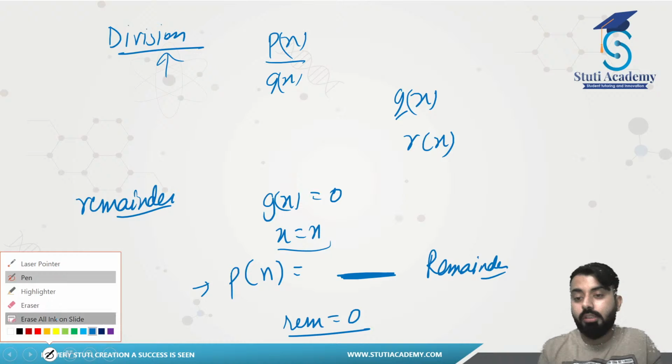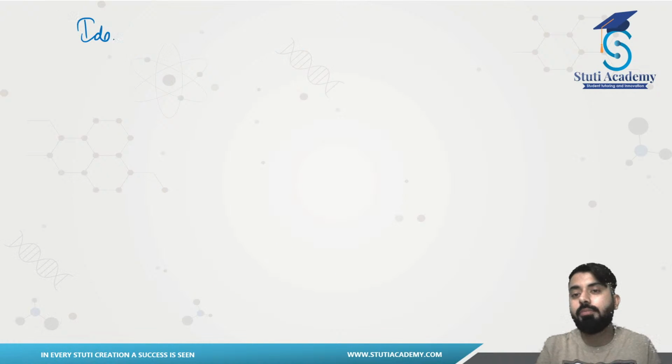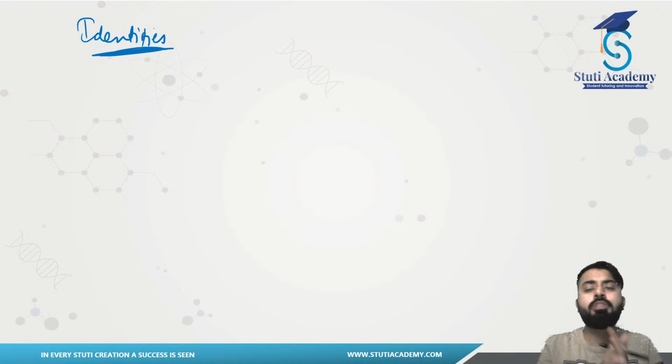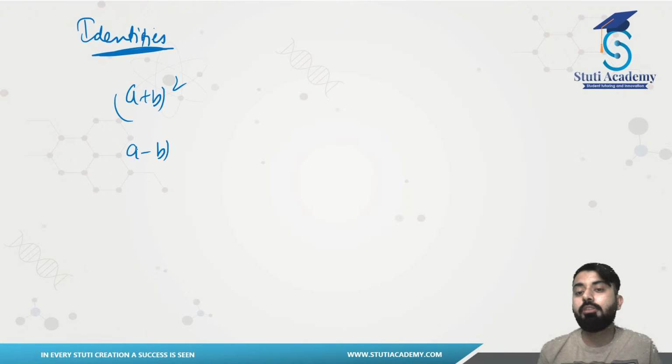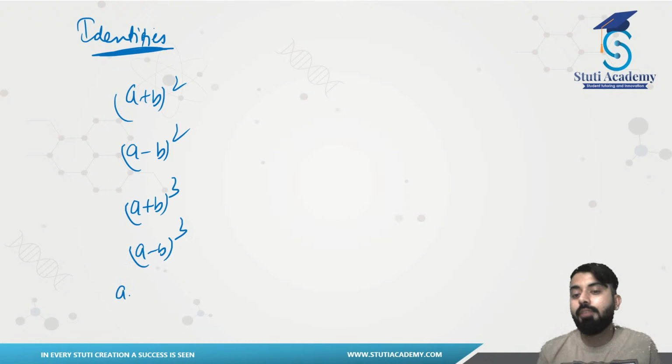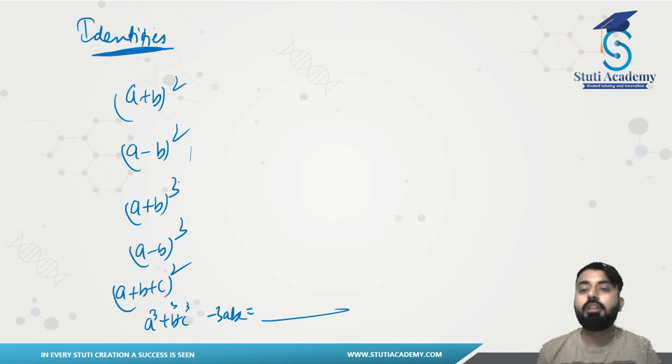Then we had gone to our point of identities, right? Identities were primarily being used for factorization of various polynomials, while dealing with polynomials in the form of these kinds of identities: a plus b whole square, a minus b whole square, a plus b whole cube, a minus b whole cube, a plus b plus c whole square. Similarly, a cube plus b cube plus c cube minus 3abc. We had this identity also. So all these identities were discussed in yesterday's class. If you have any doubt, you can just go back to that video.